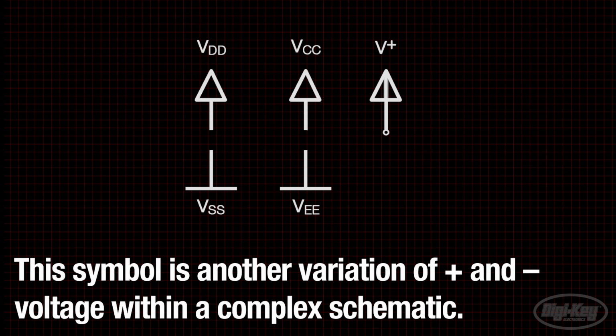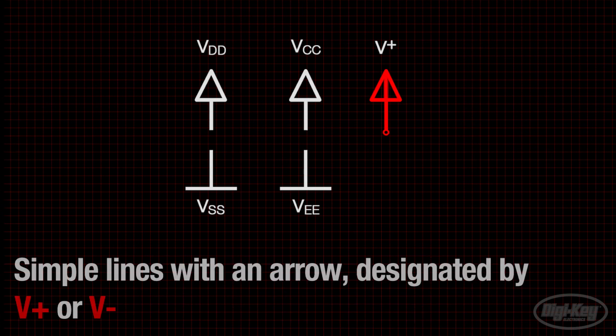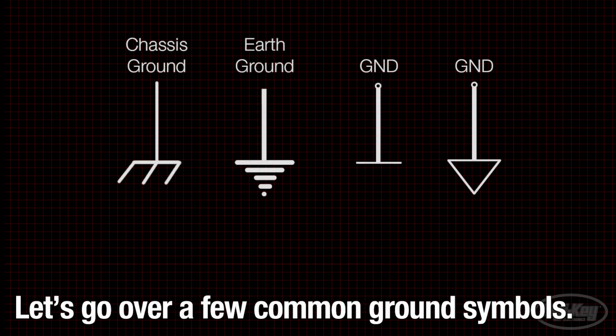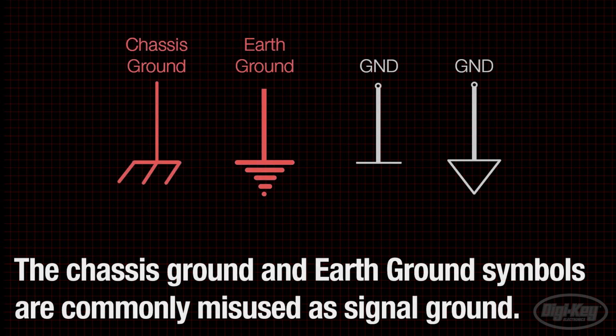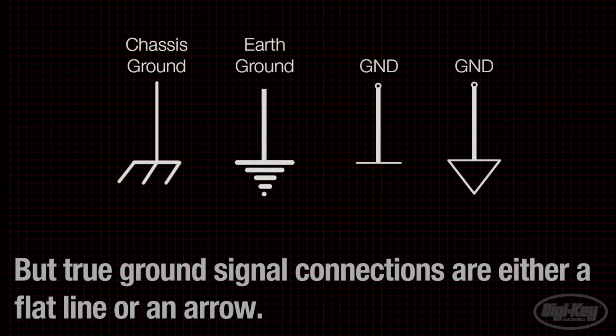The next symbol is another variation of positive and negative voltage within a complex schematic. Simple lines with an arrow on top, designated by V+ or V-. Now let's move on to ground symbols. The first two are for chassis ground and earth ground. However, they are commonly misused as signal ground connections. True signal ground connections are either a flat line or an arrow.